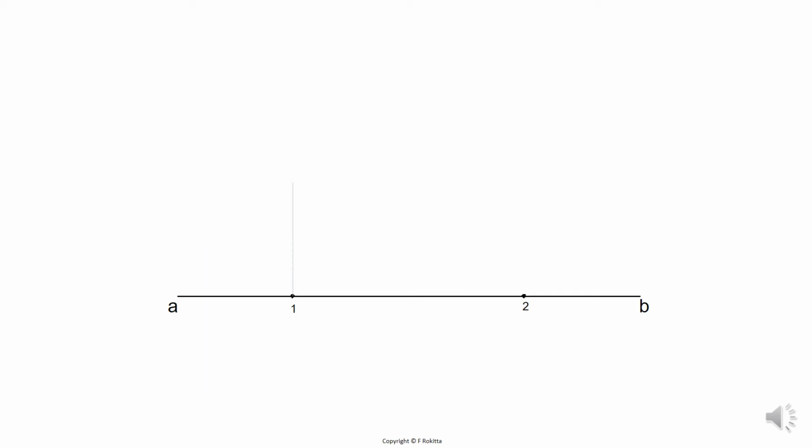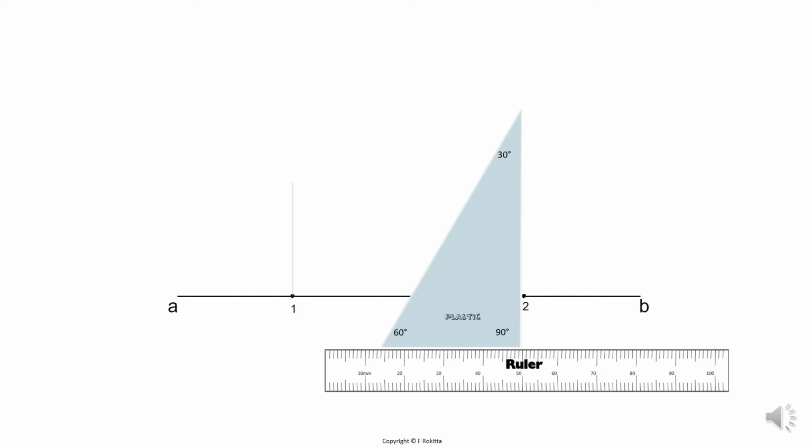The second step is to take your ruler and set square and place it now also at number 2 and make sure that the ruler is still parallel to line AB and draw another perpendicular line from number 2 straight up.